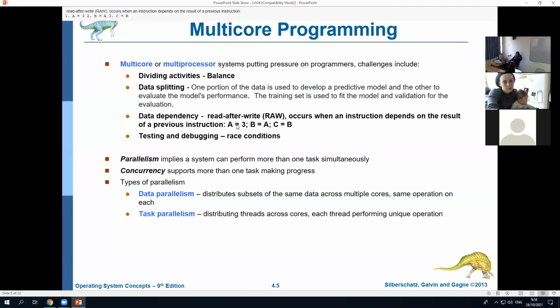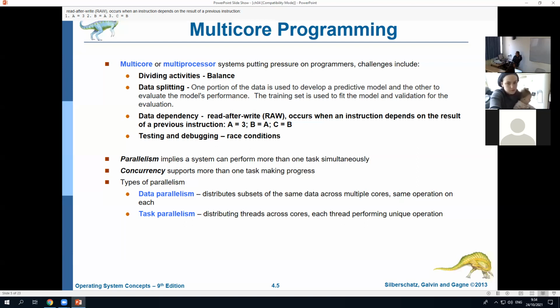Here, they're saying this is a problem with multi-threaded. Look at this: A equals 3, B equals A, and then C equals B. What if I did these in 3 different threads? Then it would be a problem. Exactly. Then C would get perhaps the old value of B, or B would get the old value of A.